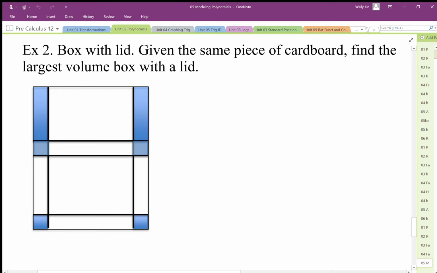Well, again, the amount I'm going to fold up is going to be x and x here. And so this is pretty straightforward. This is going to be 20 minus 2x. Okay, so my volume equation is going to be volume equals the height times 20 minus 2x.